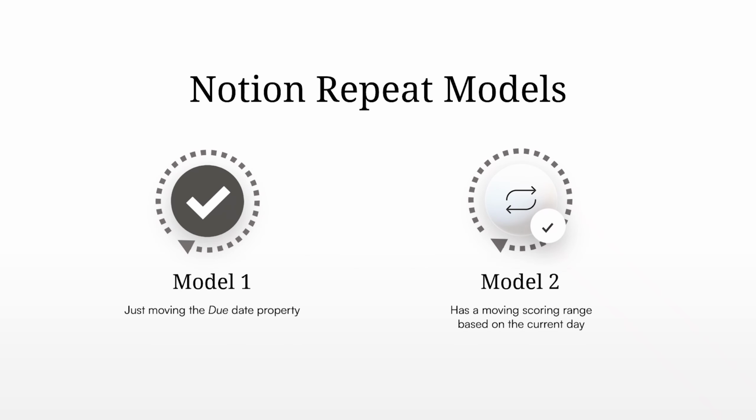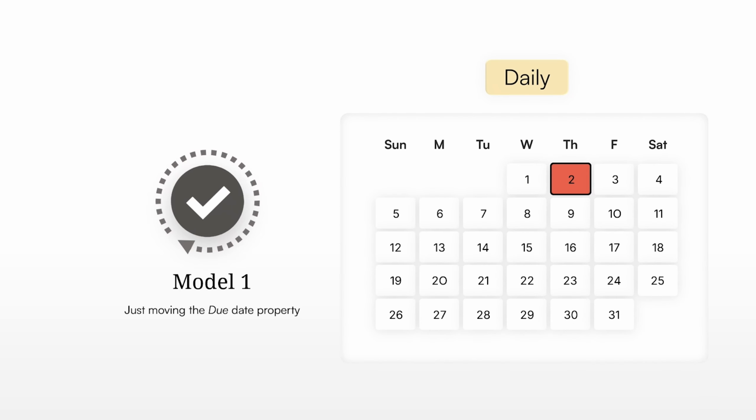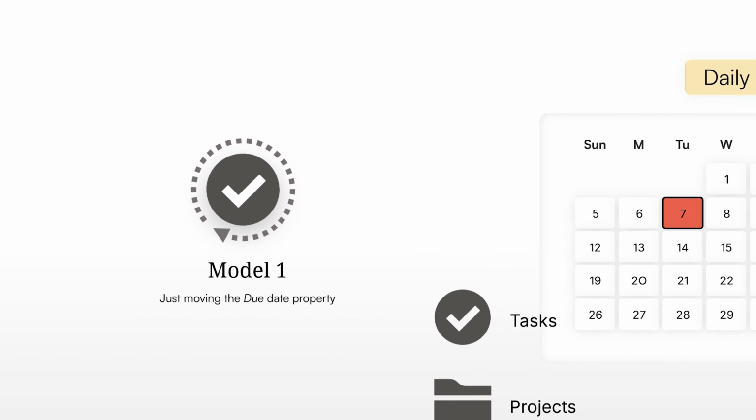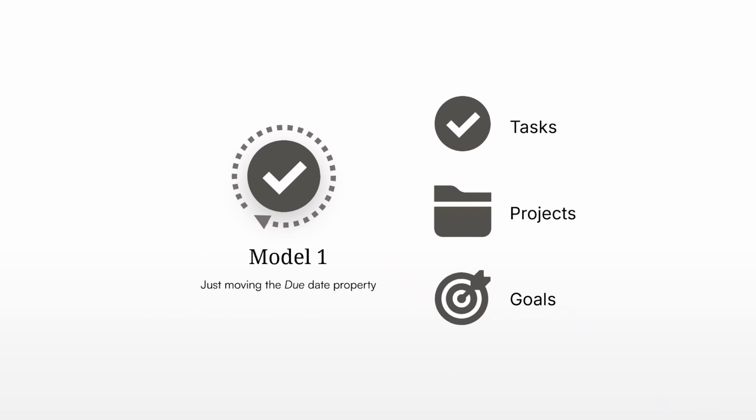There are two Notion repeat models, each used for different reasons. Repeat model 1 has one purpose, that is to transfer the page from one date onto the next date. This is used by tasks, projects, and goals.